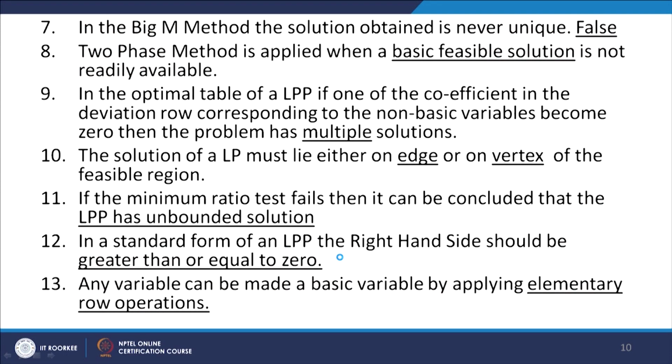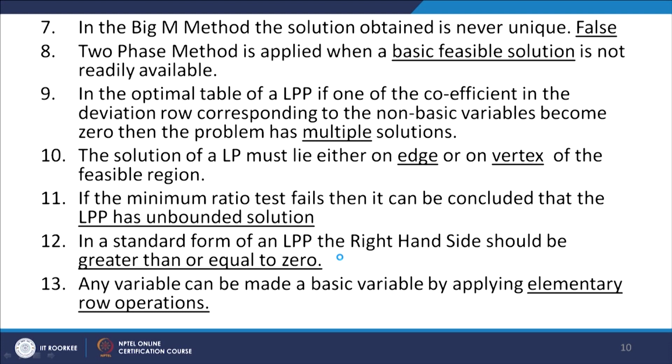That is the reason why the answer to this is false. Question number 7, in the big M method, the solution obtained is never unique. The answer is false, because just now we did an example and we saw that this is not true. Using the big M method, we got multiple solutions. Question number 8, the two-phase method is applied when a basic feasible solution is not readily available.